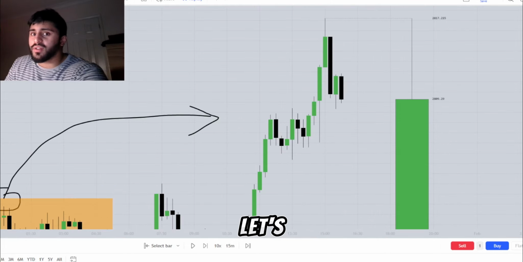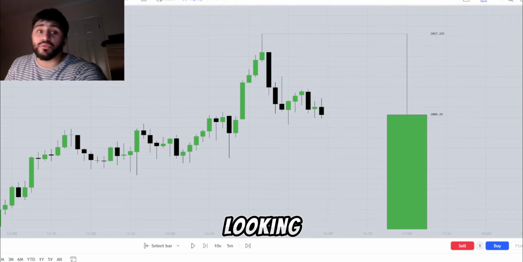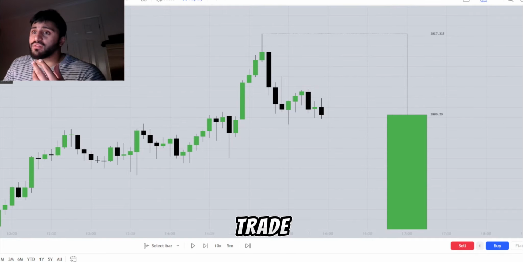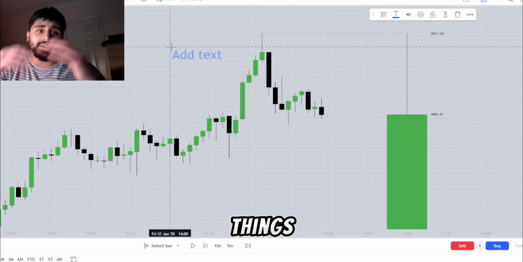So what we have over here, let's go down to the 5-minute time frame. On the 5-minute time frame, we're looking for an order block to take a potential trade from, right? It's really that simple. An order block is where you want to be trading from. And there are 3 things that validate an order block.